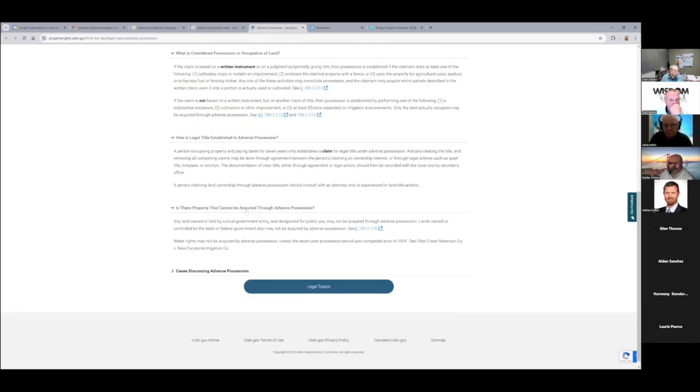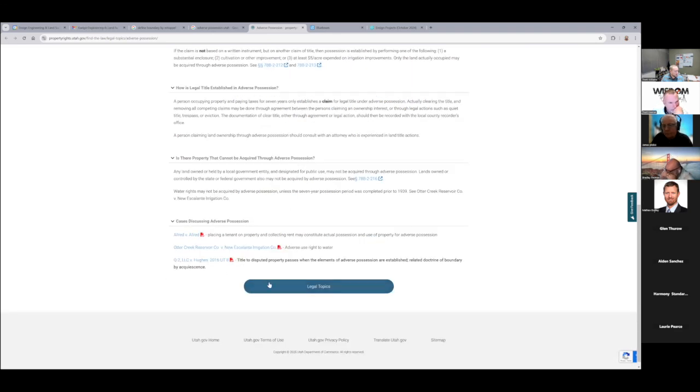Are there property rights that cannot be acquired through adverse possession? Any land owned or held by a government entity and designated for public use may not be acquired through adverse possession. Lands owned or controlled by the state or federal government also may not be acquired by adverse possession. And then a few cases here in Utah.